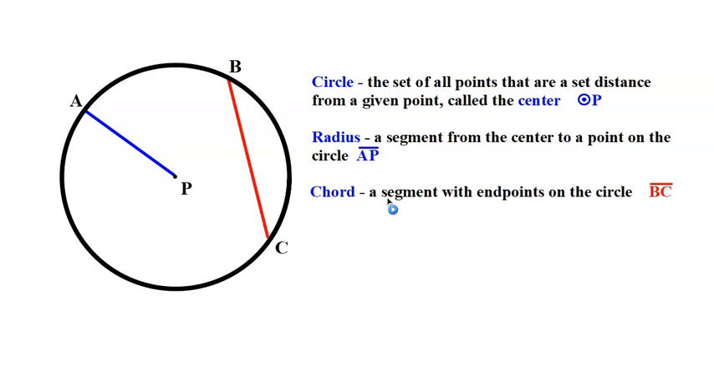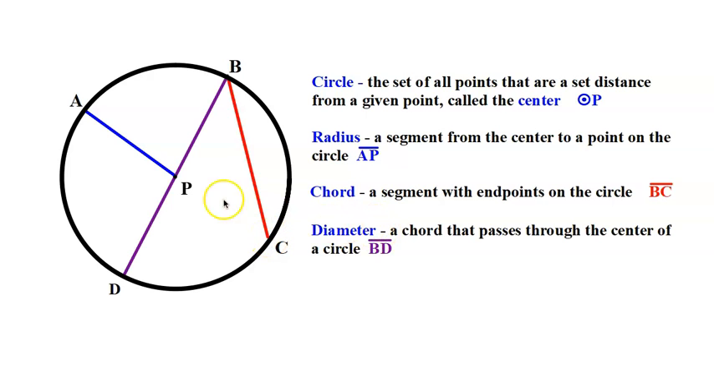Here's one you may not have heard before. This is a chord. A chord is a segment that has endpoints on the circle. So segment BC is a chord. One end of the segment is on the circle, the other end of the segment is on the circle. That's a chord. A diameter is a special kind of chord that passes through the center of the circle. So segment BD is a diameter. This is still a chord of the circle.